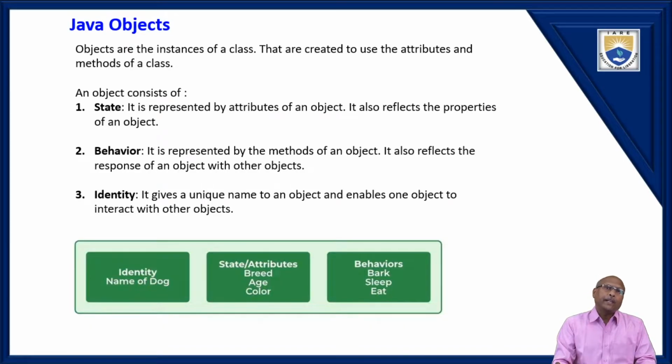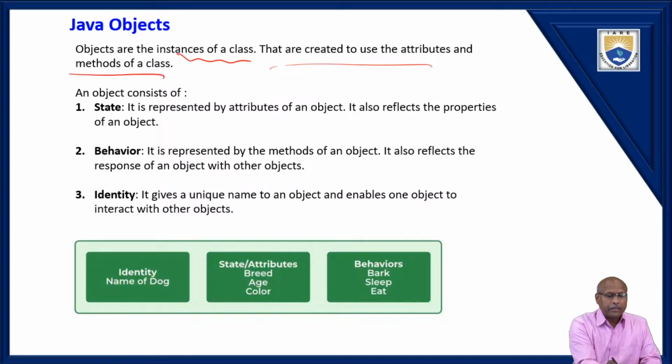Now, how to create objects? Objects are instances of the class that are created to use the attributes and methods of a class. Generally, when you are creating an object, you can use all the members. That means you can use the data members as well as the methods.